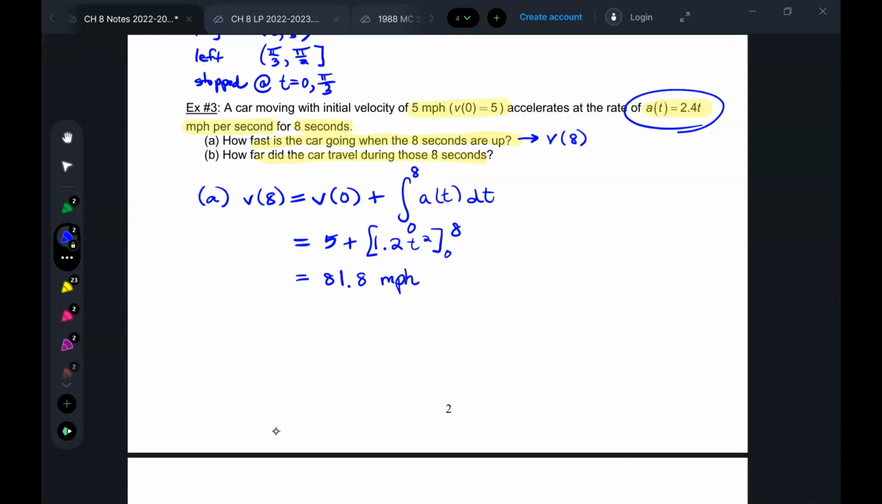How did you get the 1.15? Oh, sorry, I just did this without showing the work. This would be 2.4 t squared over 2.